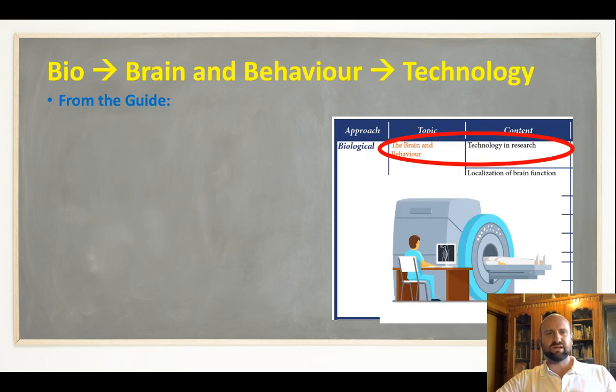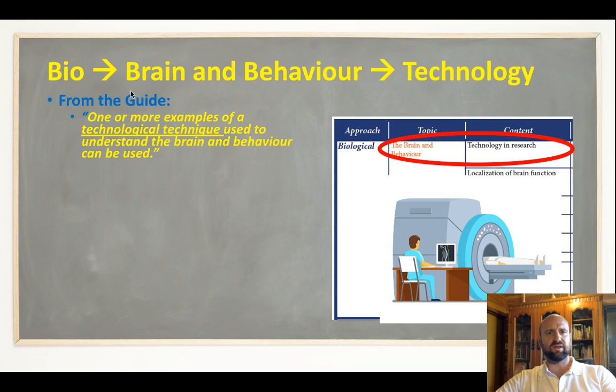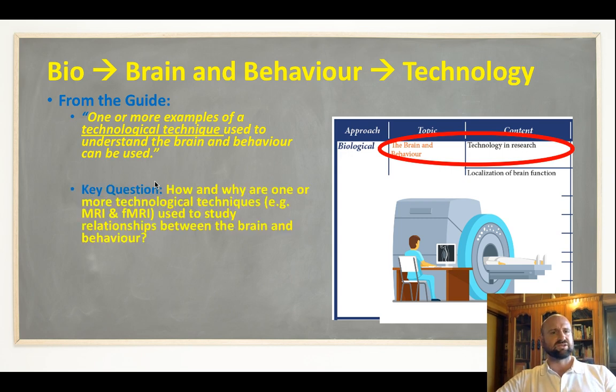Okay, so technology now. This is what the guide states: one or more examples of a technological technique used to understand the brain and behavior can be used. Now, because the guide states technological technique, I would be focusing on MRI, fMRI, other pieces of technology. I was quite surprised to see some resources doing things like autopsies and postmortems, case studies. The guide explicitly states technological techniques. I would be sticking to technology. So yeah, and I think MRI and fMRI are the best.